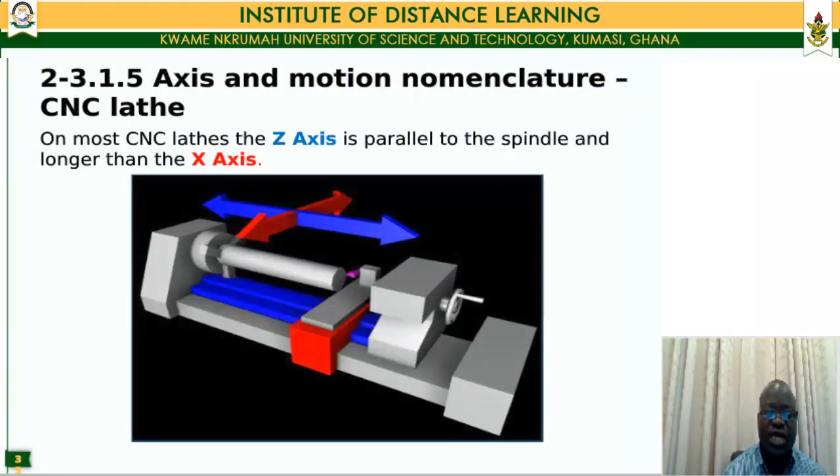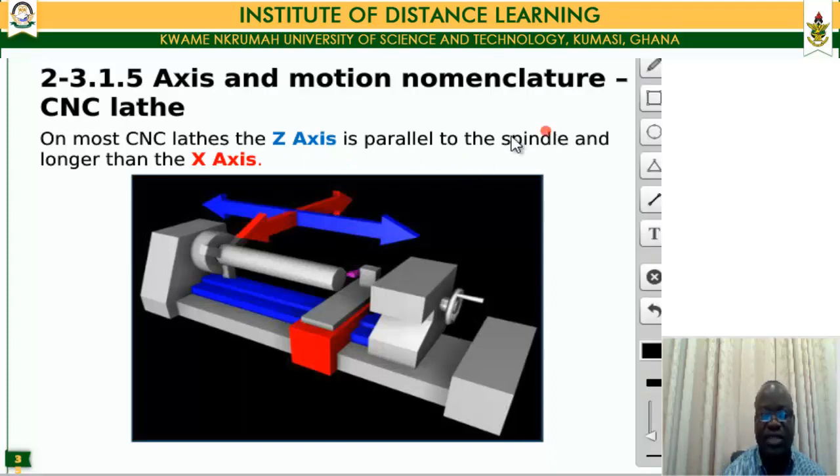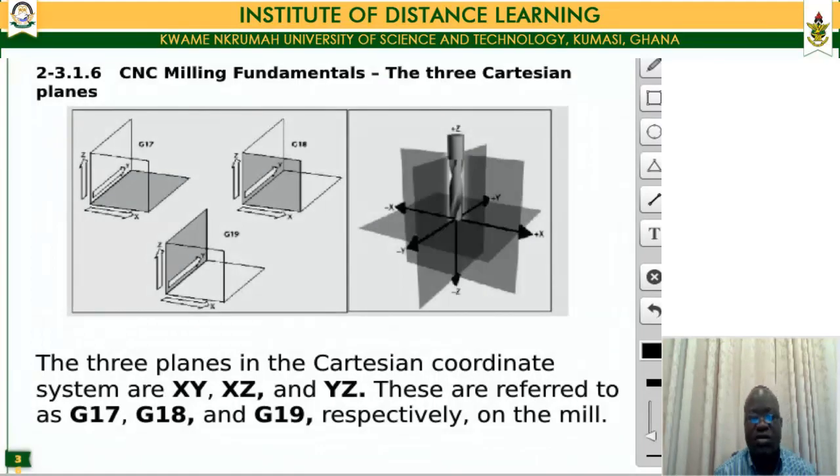Okay. Now, if you go on to look at the nomenclature of the CNC lathe, this is what I was explaining previously. The Z axis is parallel to the spindle, and that's the longest axis, longer than the X axis. So if you have a typical CNC lathe, then you have these as the X axis and these as the Z axis. Okay, so that is how a typical CNC lathe axis nomenclature looks like.